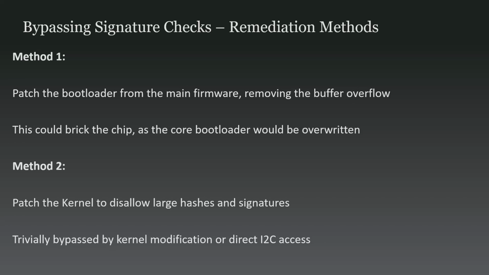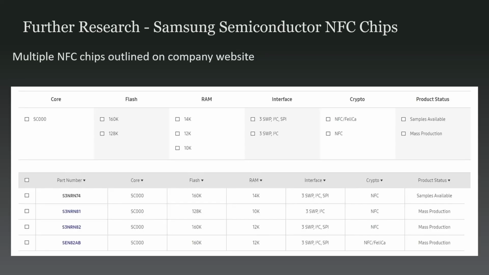Or they could have patched the kernel to disallow large hashes in signatures. However, this was trivially bypassed just by kernel modification if they did that.